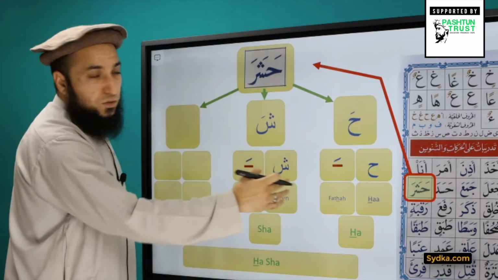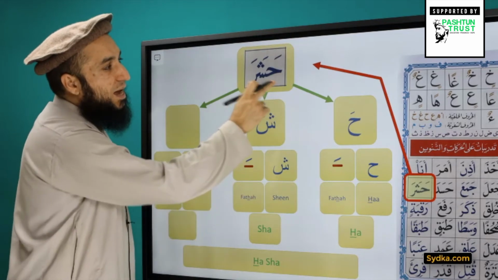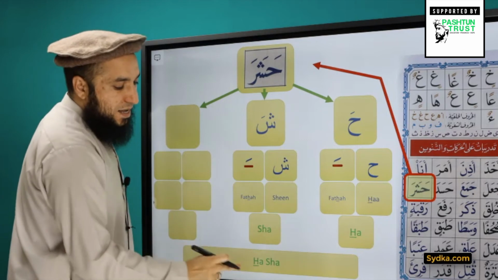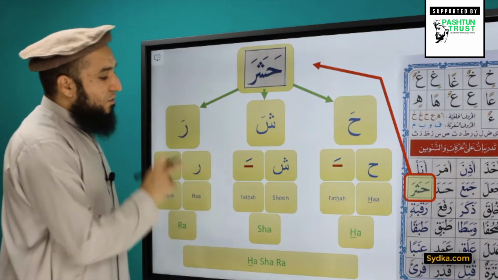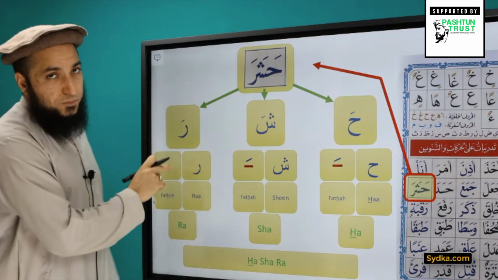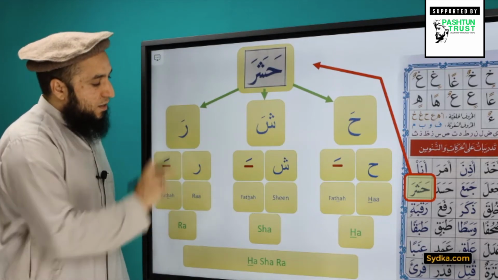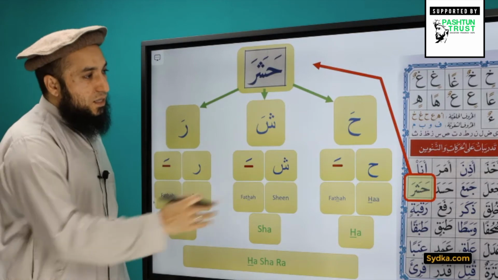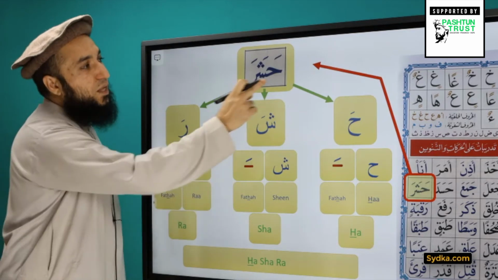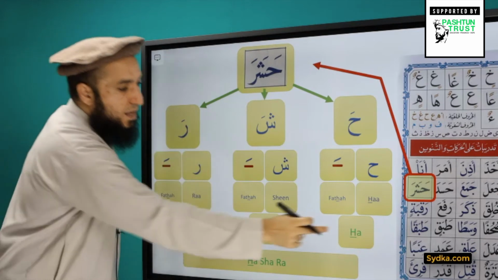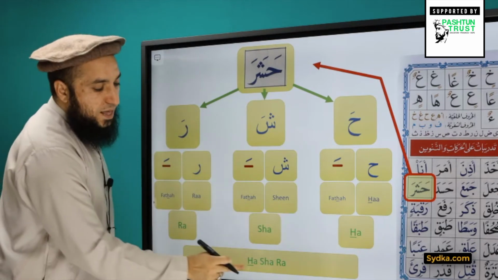So now we're combining both syllables. We have hasha, hasha. The third syllable is ra fatha ra. Ra is not silent and we have fatha. Ra fatha ra. Now combining the three syllables, we have hashara.